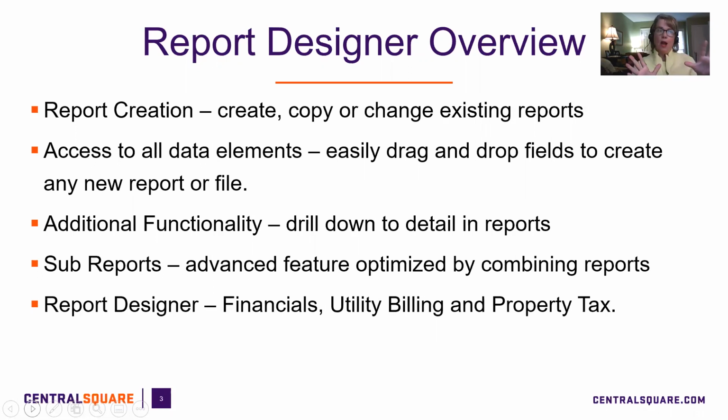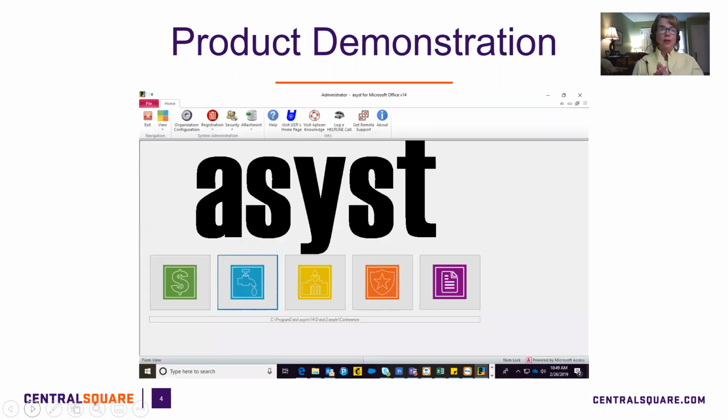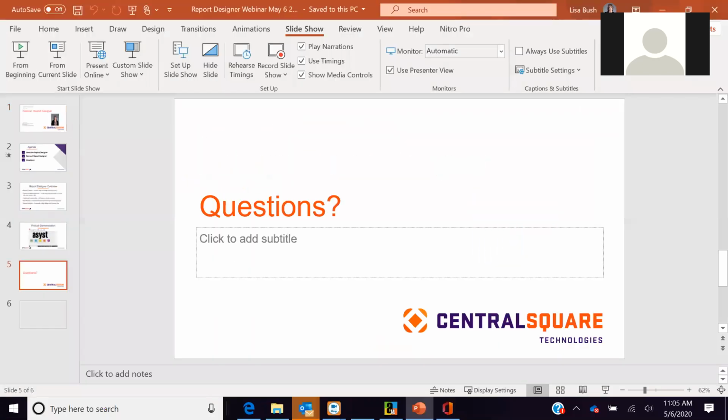So that's an overview of what you're going to see today. And what I thought we would do next is jump into the product demonstration. I'll go ahead and turn my camera off so it doesn't interfere with the software. You've probably noticed on your asyst landing page a new icon, that purple one. That's where the Report Designer is. So you don't even have to leave the software in order to access the Report Designer. So let me get out of this, and I'm going to bring up that screen.